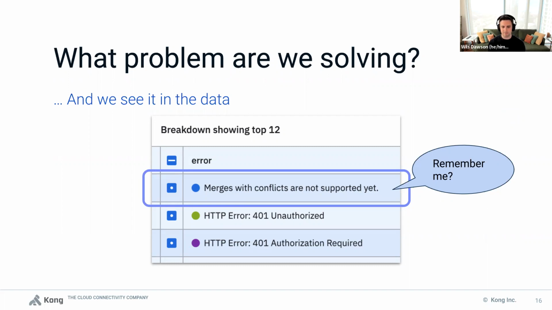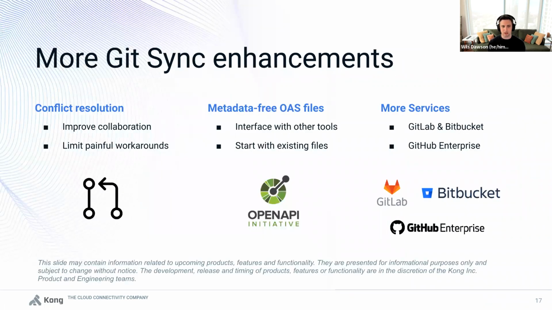So this is obviously something that is painful to work around, and it kind of defeats the purpose of this easy collaboration. So we're going to be introducing more Git Sync enhancements over the coming versions. One of the big things is conflict resolution. So improving collaboration, limiting those workarounds. And then on the far right, as Philippe talked about, we want to introduce more services. So GitLab and Bitbucket are the two that we support today, in addition to GitHub, out of the box with the Insomnia existing Git Sync functionality.